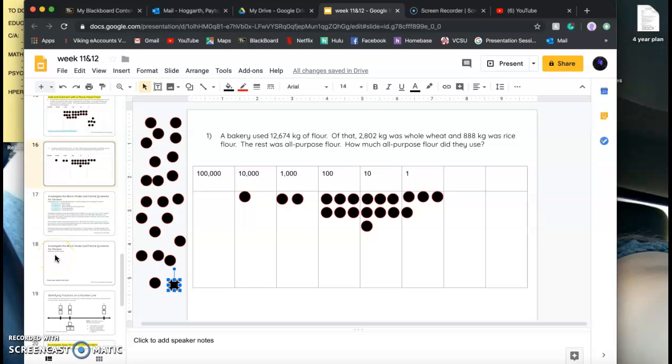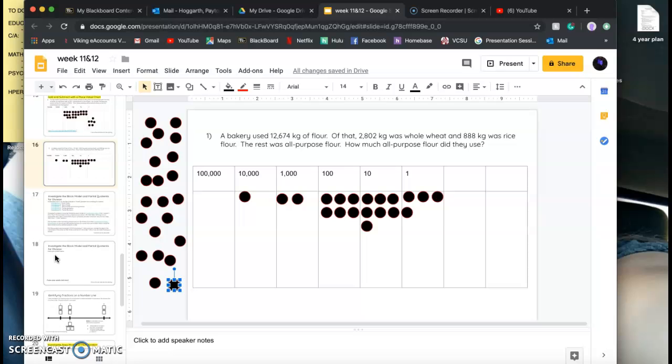My second question that I have to use for the place value chart is: a bakery used 12,674 kilograms of flour. Of that, 2,802 kilograms was whole wheat and 888 kilograms was rice flour. The rest was all-purpose flour. How much all-purpose flour did they use?